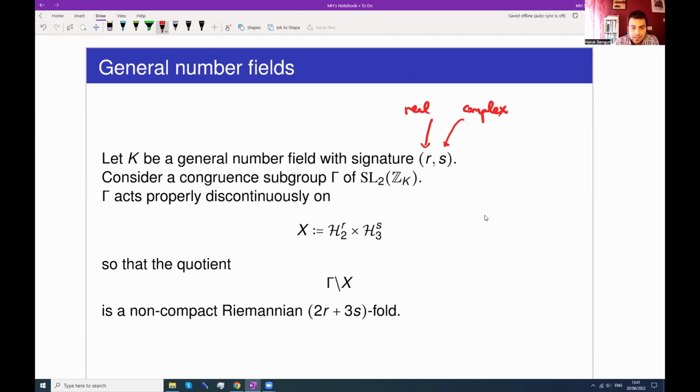And I take a congruent subgroup inside the modular group SL2(O_K). So this sits as a lattice inside a bunch of copies of SL2(R) and a bunch of copies of SL2(C). As such, you need all of them to get a lattice, otherwise the image won't be a lattice. And it's going to act properly.